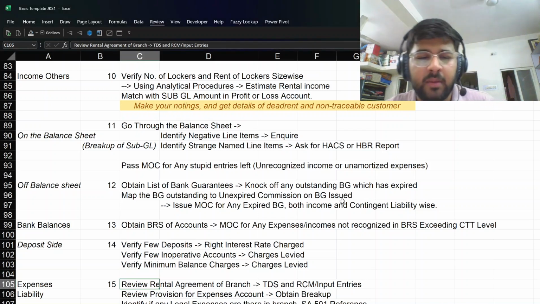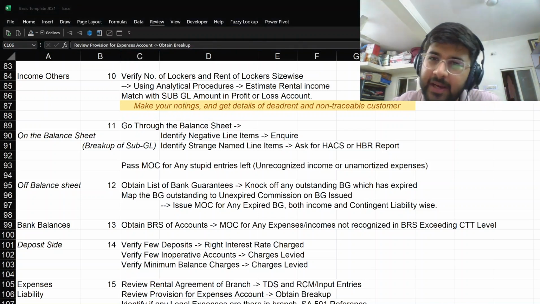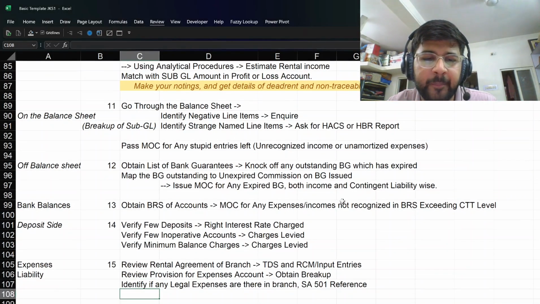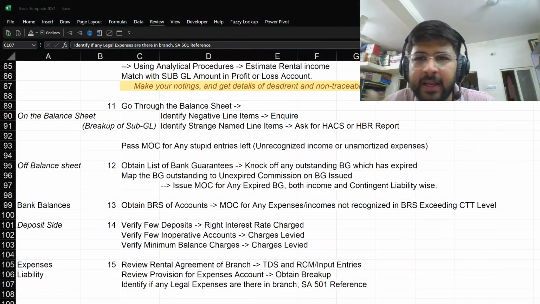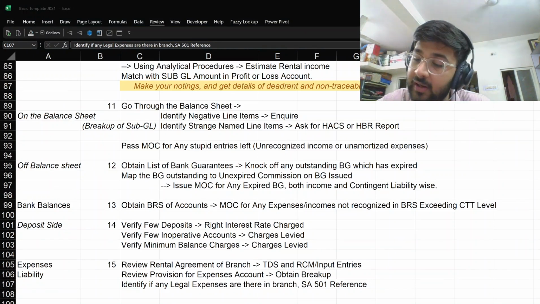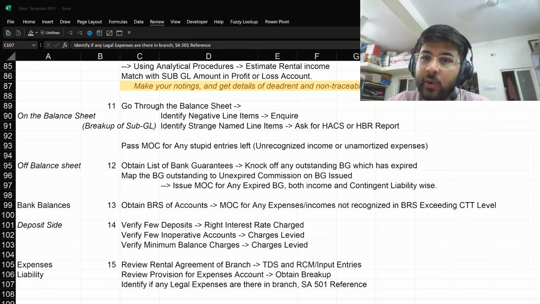Okay. Provision for expenses account, you should obtain the breakup and identify whether there is any stupid amount included in the provision. Okay. And if there are any legal expenses piling up in the profit and loss account of the branch, you should inquire why this is happening, why retainership is being paid to a certain lawyer instead of just obtaining your legal search reports.